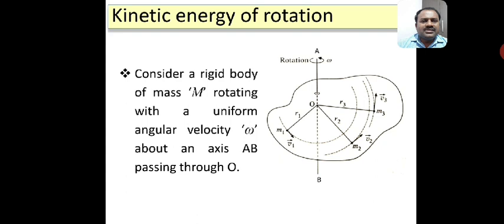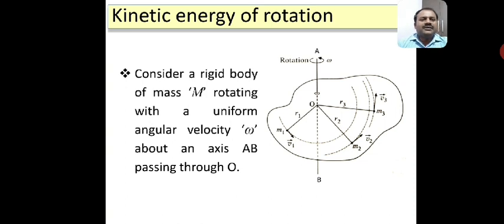For that, consider a rigid body of mass m rotating with a uniform angular velocity omega about an axis AB passing through O of the rigid body. So now you can imagine that rigid body to be made up of a large number of particles with masses m1, m2, m3, etc. at distances r1, r2, r3, etc.